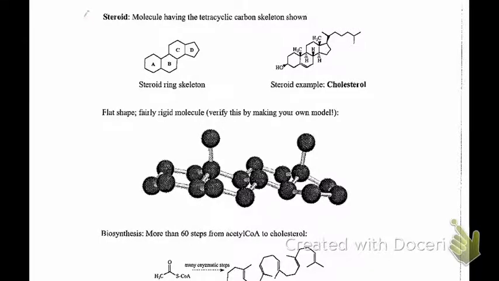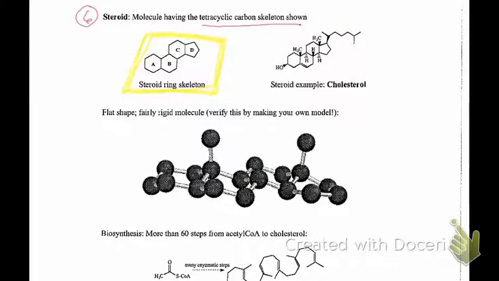Okay, the sixth lipid we want to talk about are steroids. These are molecules that have the tetracyclic carbon skeleton structure that's shown. And again, I just want you to be familiar with the steroid ring skeleton. There are 4 rings in this, A, B, C, D, 3 cyclohexane rings, and 1 cyclopentane ring. So you just need to be familiar with the steroid ring skeleton structure.